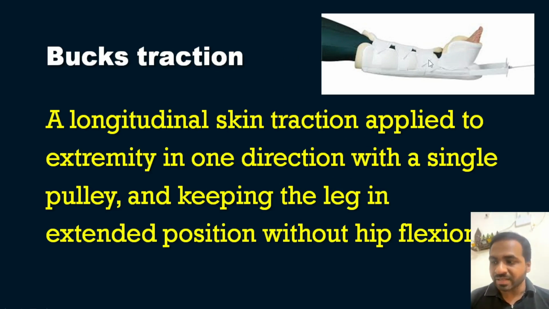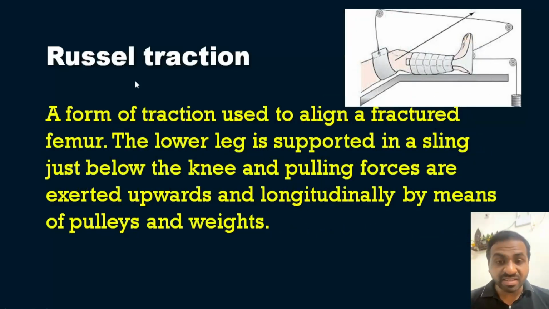Legs are completely extended. Now the other option was Russel traction. So what is Russel traction? This is a picture of Russel traction, a form of traction used to align a fractured femur. This is also for femoral fracture, and the lower leg is supported in a sling just below the knee. Pulling forces are exerted upwards, and longitudinally by means of pulleys and weights.